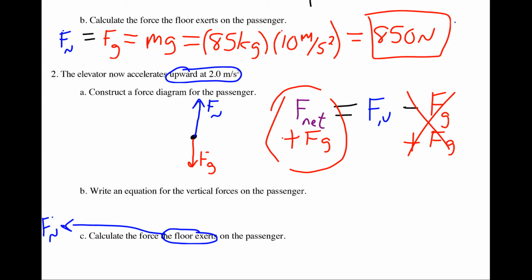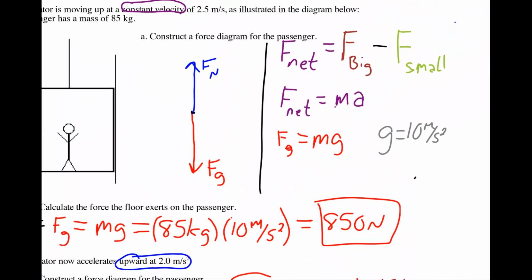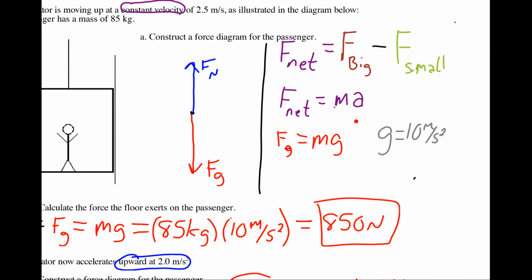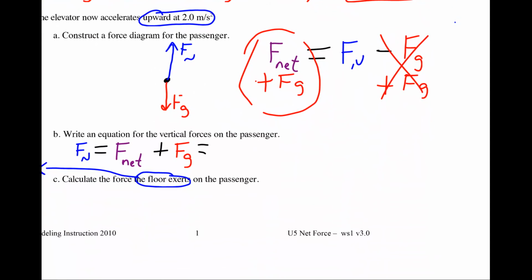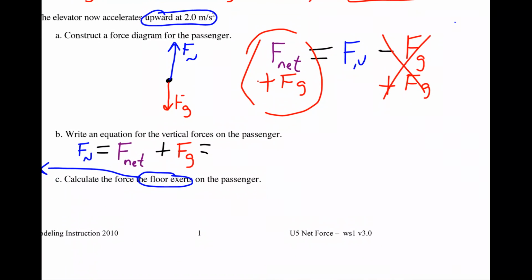So we're going to say F n is equal to F net plus F g. Now we're going to plug in what F net is and what F g is. If you remember correctly, we wrote that out up here, and you can see that F net is m a and F g is m g. So we're going to put that down and plug that into our equation. So we have m times a plus m times g.